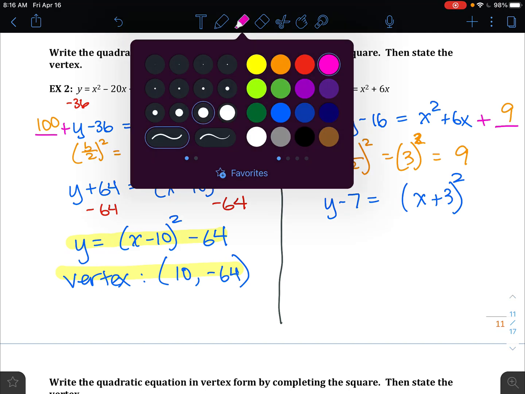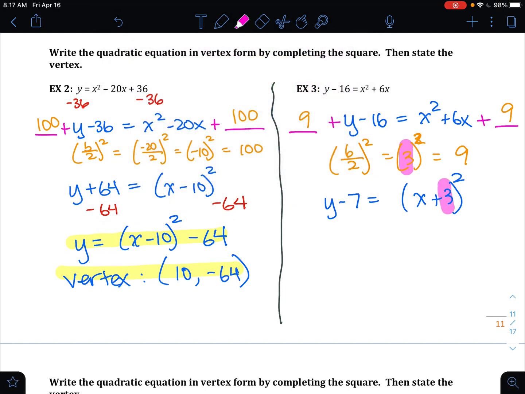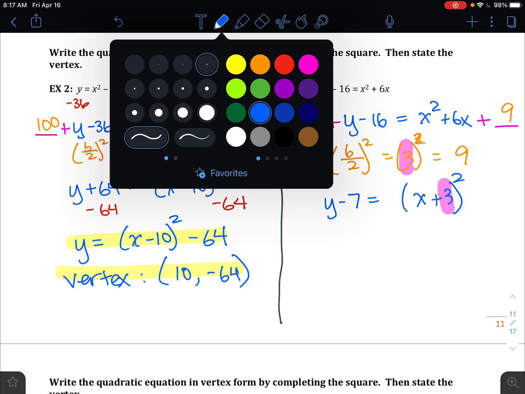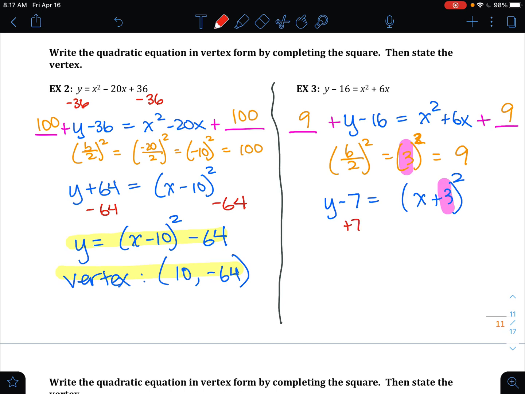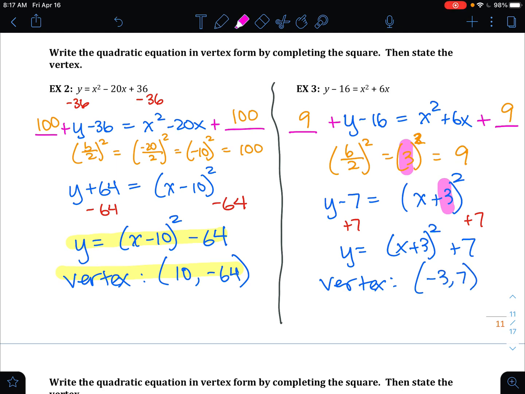Okay, so I want to remind you that this number and this number will always match. Now I'm going to move 7 to the other side, so I need to add it over there. And then I'm left with y equals x plus 3 squared plus 7. And now I can state my vertex. It will be negative 3, positive 7.